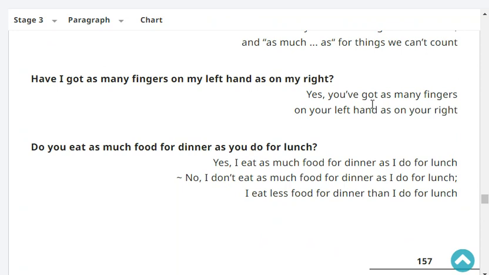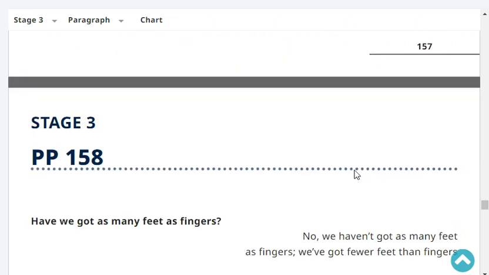Do you eat as much food for dinner as you do for lunch? Yes or no? Yes, I eat as much food for dinner as I do for lunch. Very good.